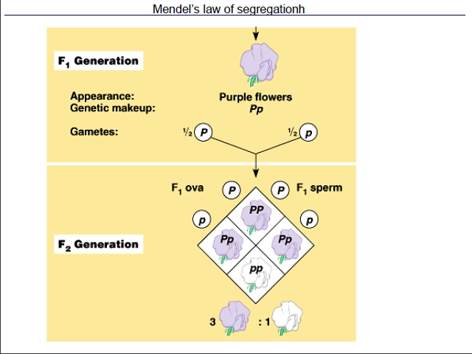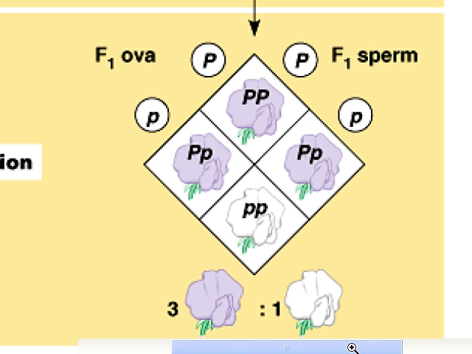Alright, let's move on to the next cross. In the next cross, you have the F1s, each of which are heterozygous. Now, they generate gametes. Half the gametes are big P, carrying the dominant allele. Half the gametes are little p, carrying the recessive allele. Now, this diagram here that is used to explain how the gametes come together to generate the genotype of the offspring was developed by Reginald Punnett. It wasn't used by Mendel, but it's really helpful in this case.